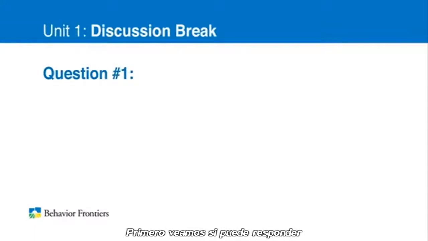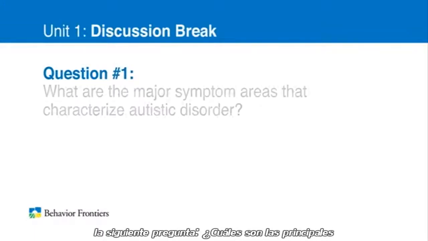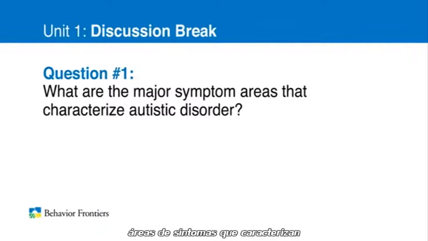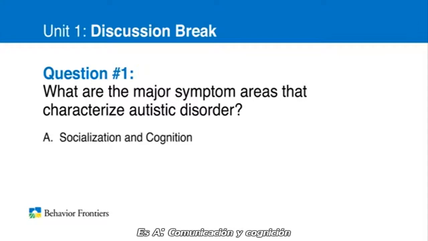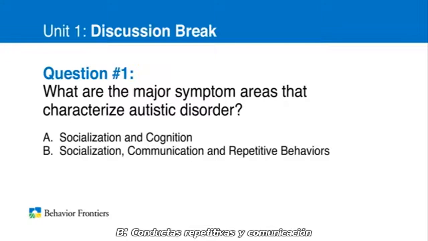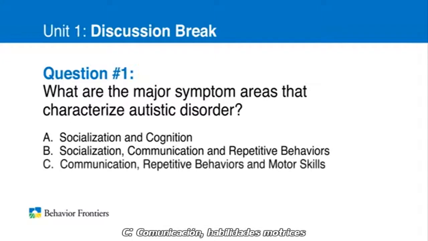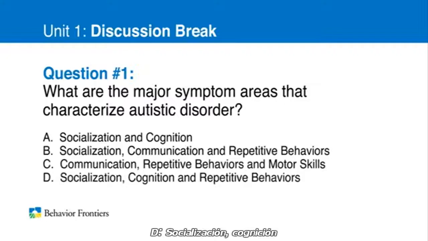It's time for a break to review what you have learned so far. First, let's see if you can answer the following question. What are the major symptom areas that characterize autistic disorder? Is it A, socialization and cognition, B, socialization, communication, and repetitive behaviors, C, communication, repetitive behaviors, and motor skills, or D, socialization, cognition, and repetitive behaviors?